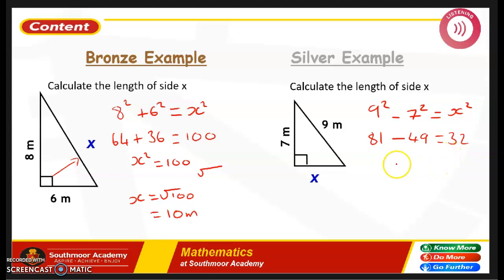So x squared is equal to 32. Okay, so now we need to square root to find the value of x. So x is equal to the square root of 32, which is equal to 5.66 meters. Okay, make sure you've got that copied down in your books, please. Pause the video here if you need to make sure everyone's got that copied down.